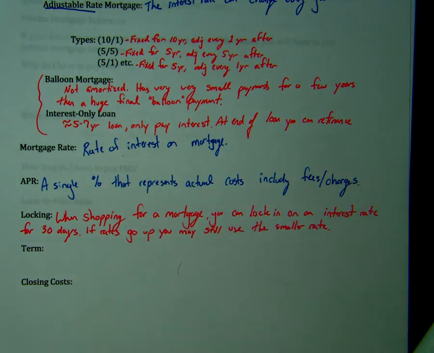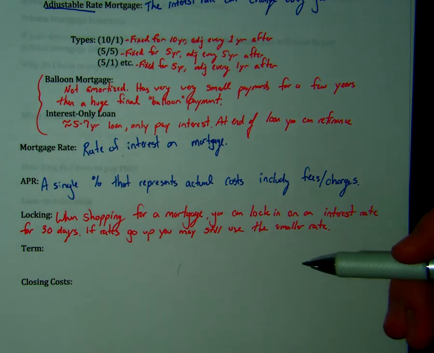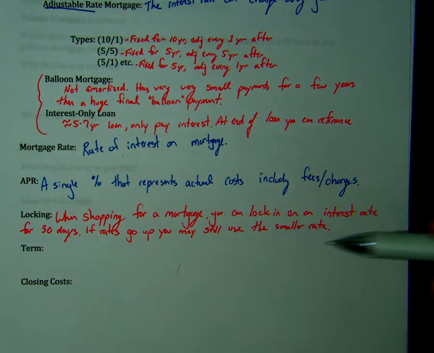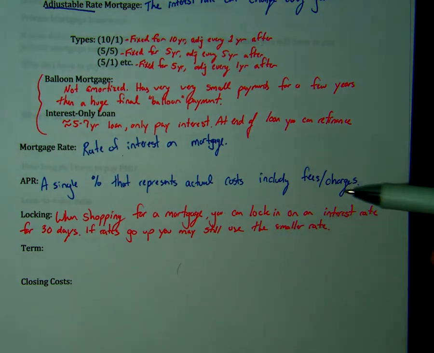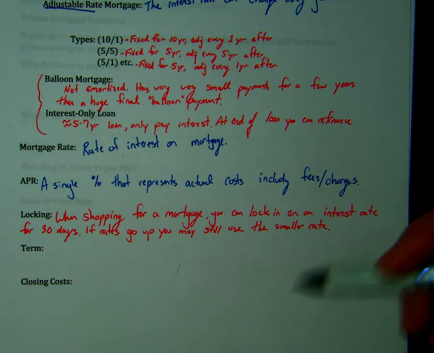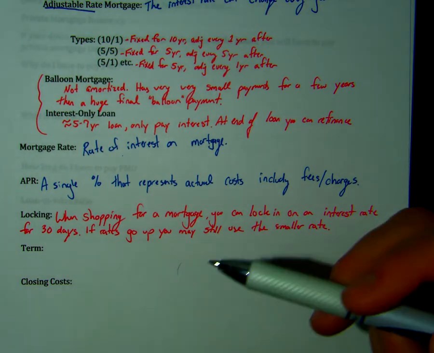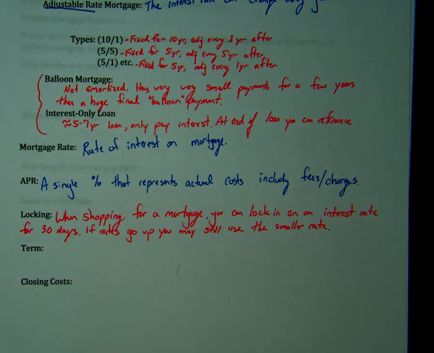So you can basically lock in an interest rate for 30 days. So if you see that you can get an interest rate of 3.5%, you could lock it in with the company that's doing your mortgage. And then over the next 30 days, if the interest rate goes up, you still are allowed to get your mortgage at that 3.5%. If it goes down, you're not locked at 3.5%. You would just relock it when it's lower. So it's really just a protection for you. Okay, so there's no reason not to do that.